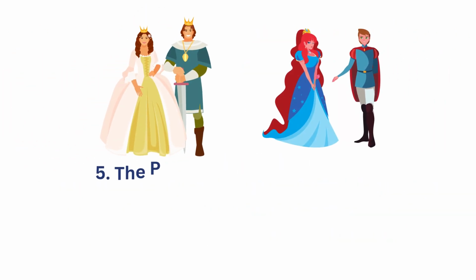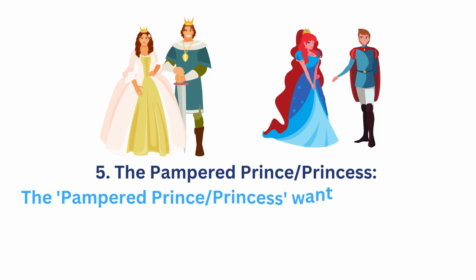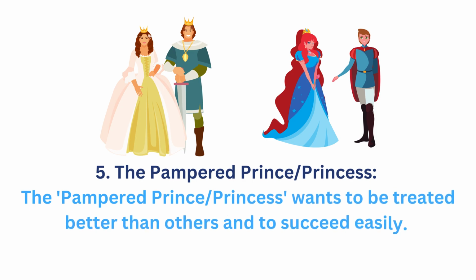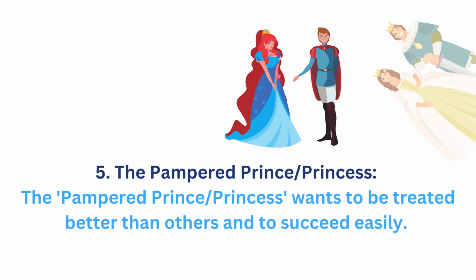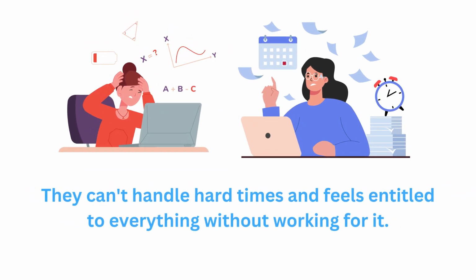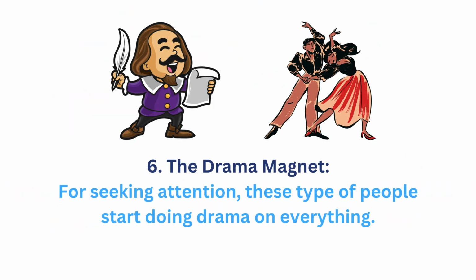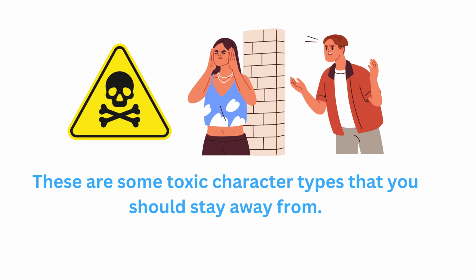Number 5. The pampered prince or princess. They want to be treated better than others and to succeed easily. They can't handle hard times and feel entitled to everything without working for it. Number 6. The drama magnet. For seeking attention, these types of people start doing drama on everything. These are some toxic character types that you should stay away from.